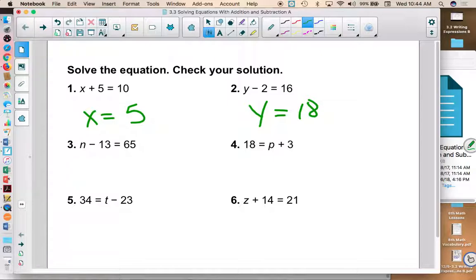John? 78. John says n equals 78. How do you know that, John? 13 plus 65 is 78. Okay, 13 plus 65 is 78.